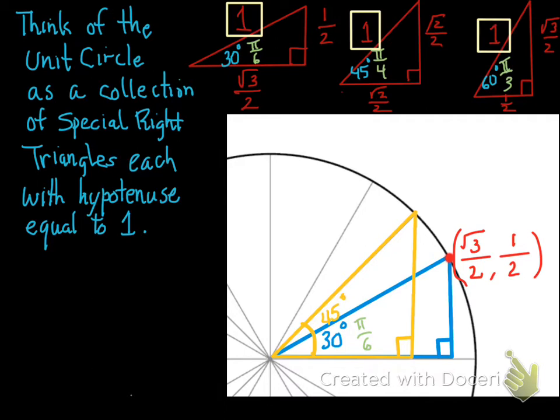Let's keep trucking. Here's a 45-45 right triangle. Remember, it has hypotenuse equal to 1. And the corresponding radian measure to 45 degrees is pi over 4. And again, using the red triangle above, you may be able to discern what the ordered pair is associated with that. How far right from the origin and how far up do I have to go to land this point on the unit circle? You probably had guessed this correctly. The ordered pair associated with 45 degrees or pi over 4 is root 2 over 2, comma, root 2 over 2.